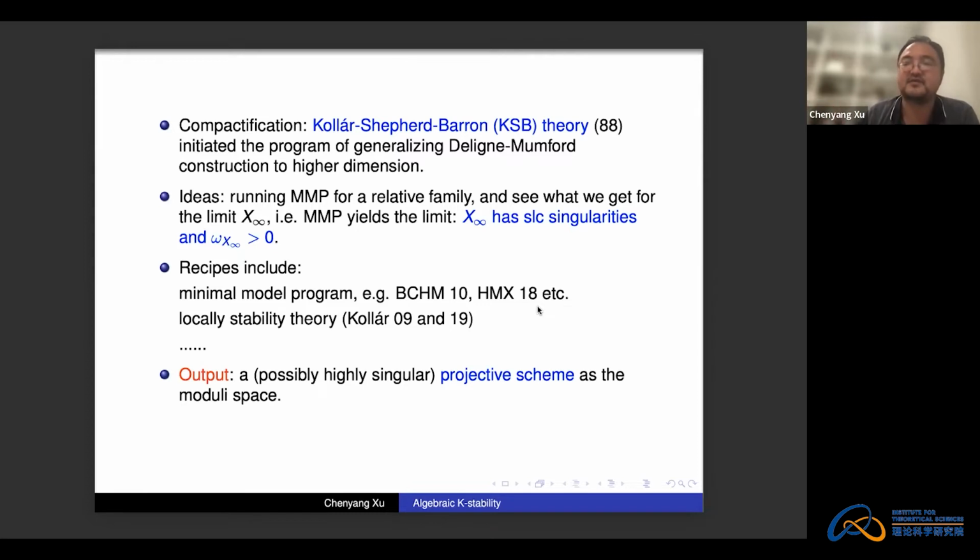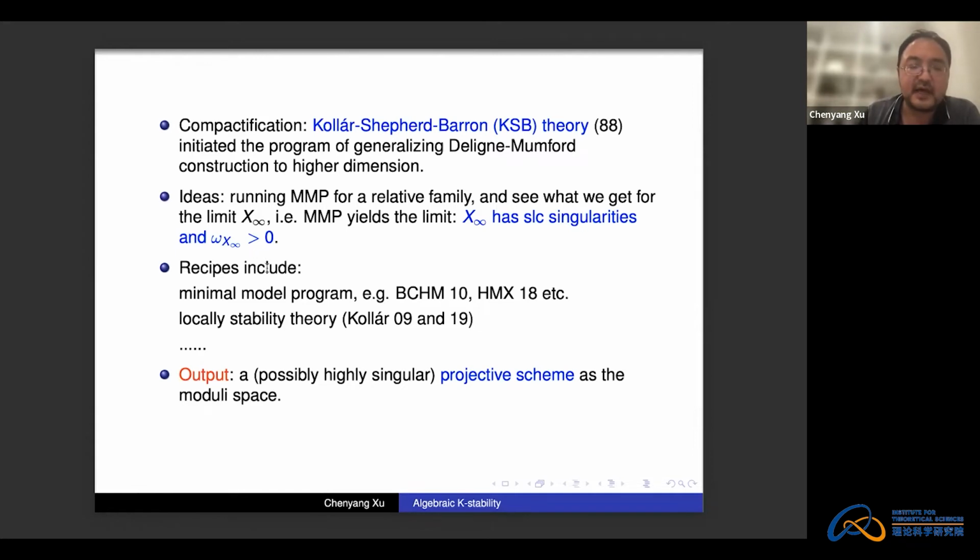So in other words, once you realize the MMP works, and you are given all the MMP results, then to say that the MMP gives you the limit is not hard. And if you want to characterize what happens at the limit, it's some variety with semi-log canonical singularity with omega positive. If you don't know what semi-log canonical is, it's fine. It's not needed in the rest of our lecture.